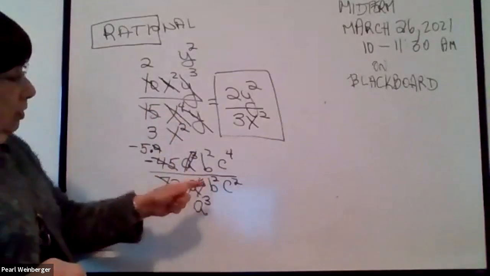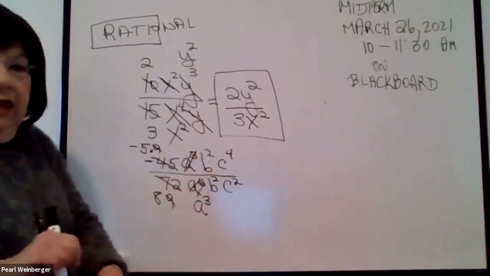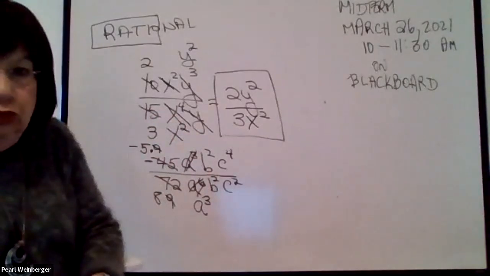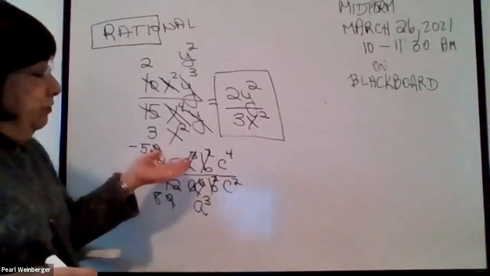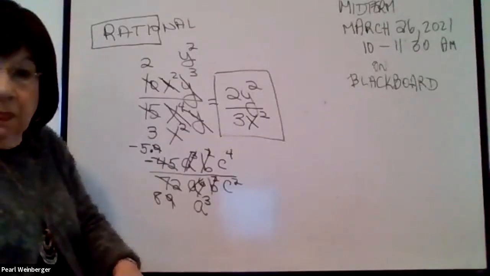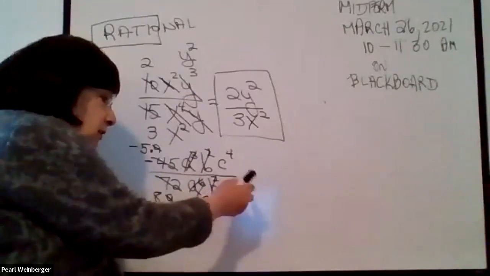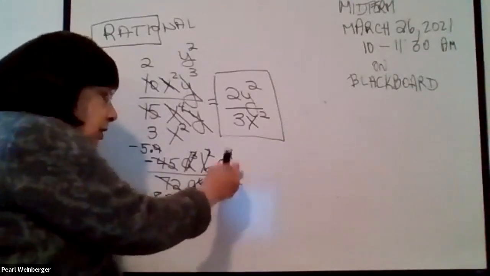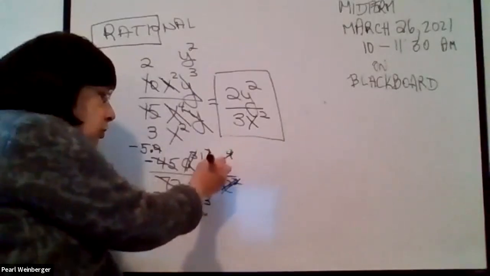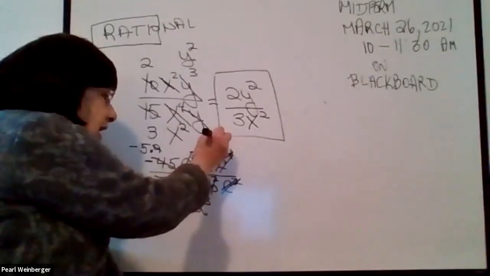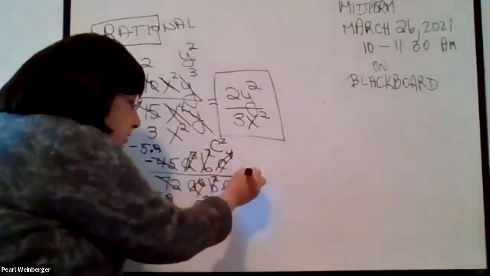What about the b squared? Does anybody have any idea what to do with it? They cancel out. They both totally cancel out because the common factor is b squared, so we can cancel out both of them. And what about the c's? You use the 2. Right, the lower one is the 2 exponent, so I cross that one out, and I do 4 minus 2, which is 2, but now that's left in the top because that's where the higher exponent is.